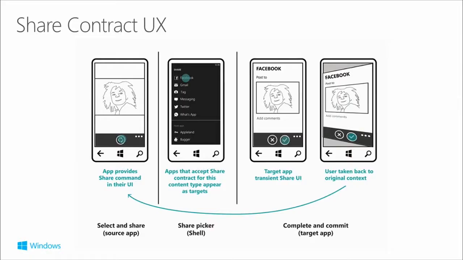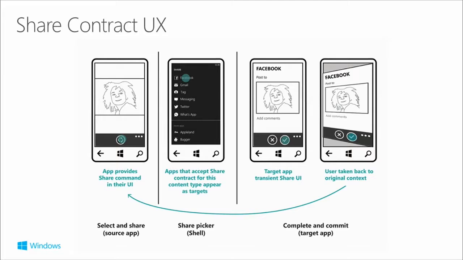So just to reiterate, this is the share contract UX, the experience on the phone. Now, on big Windows, you will know that you swipe in from the right and you get the charms bar up, and there is a share icon on the charms bar. That in Windows is how a Windows Store app initiates the share contract. So you've got the built-in UI on Windows 8, which is the charms bar. On Windows Phone, you need to provide some kind of UI yourself. Here we've got an example of an app bar button in your app.